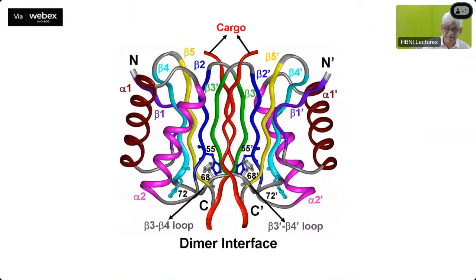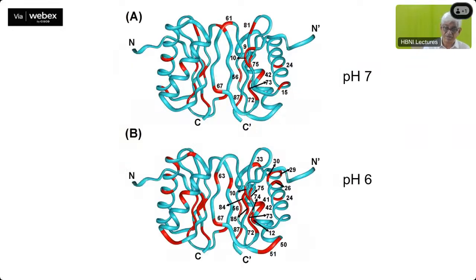Okay, now that is schematically indicated here. A dimer interface, this is where the cargo is. So we did this experiment using a particular small peptide as a cargo to show what is happening. And initially, first we determined the dynamics of this protein at pH 7 and pH 6.